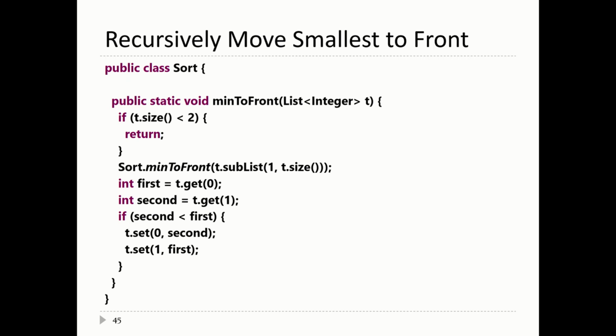Now I just have to do the last step. I compare the first and the second element in the list T. So the first element, T get 0, second element, T get 1. Compare the second to the first. If the second is smaller than the first, then I switch them. So T set 0 to second and T set 1 to first. Just swap the first and second elements, and you're done. And believe it or not, that actually moves the smallest element in the list to the front of the list.